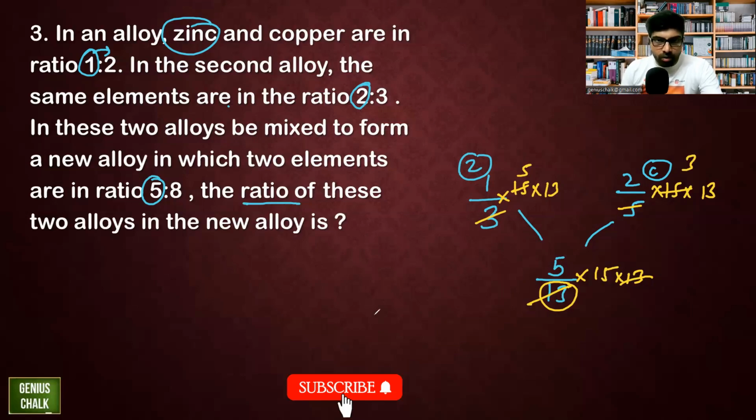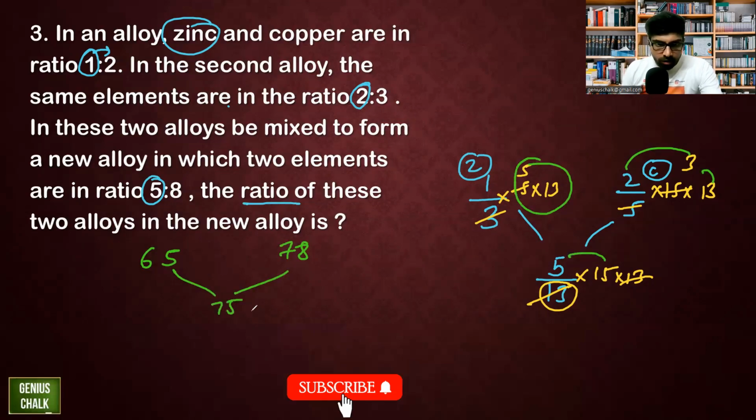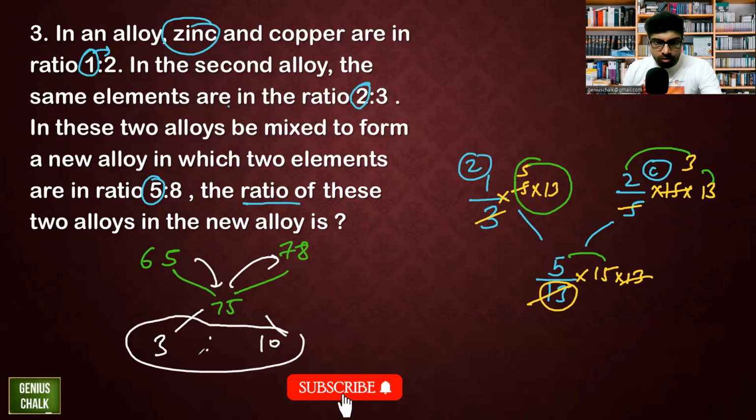So what are we left with now? Just focus. We are left with this value, 13 into 5, 65. So we can write it here, 65. Then here we are left with 2 3s are 6, and 13 6s are 78. And if you remember, this was the ratio of zinc. And last is 5 into 15, this is 75. So we can find the ratio even faster. So 75, 78, what is the difference? 3. 75, 65, the difference is 10. So this is the final ratio.